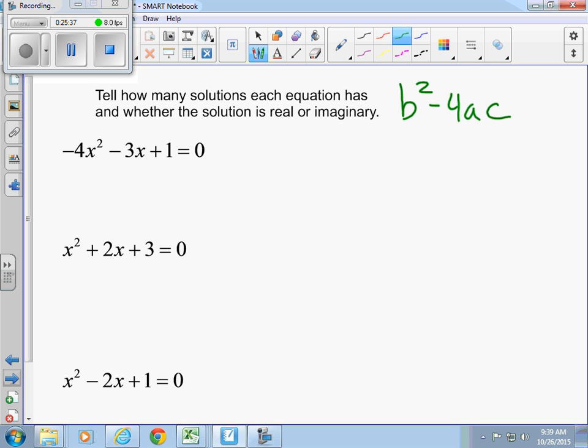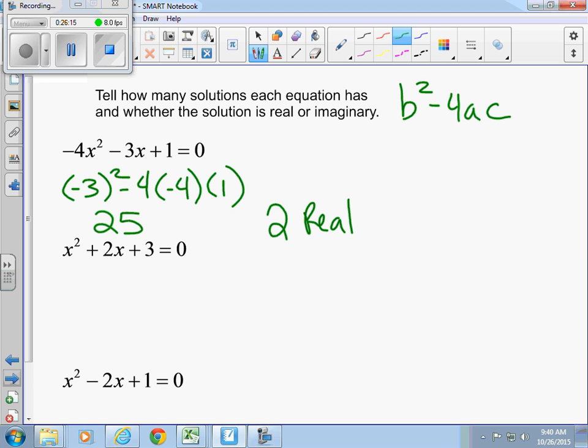Is this already set up in quadratic format? Looks good. So what is B? Negative 3. Negative 3 squared minus 4 times A times C, right? 9 plus 16 is what you would get if you did that in your calculator. So you get 25 under the square root. Is that greater than 0? It is. So what does that mean? Two real solutions. So that's my answer. That's all I have to do. Again, ACT will ask you those questions. If you do the whole quadratic formula, you are wasting lots of valuable ACT time.